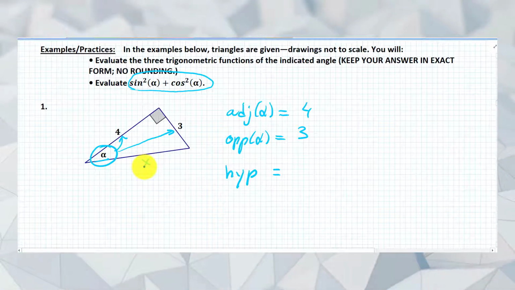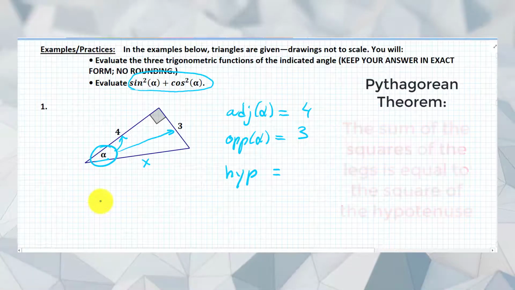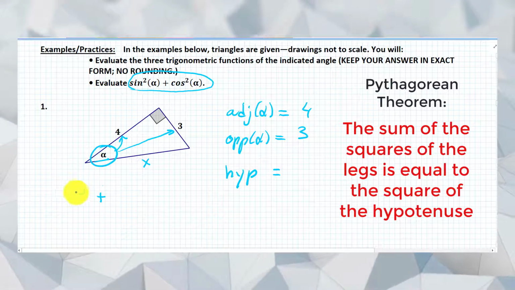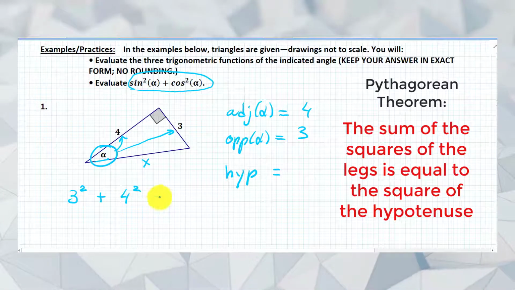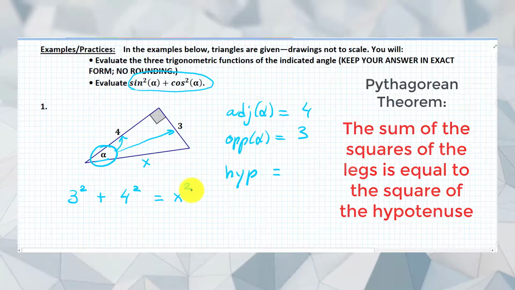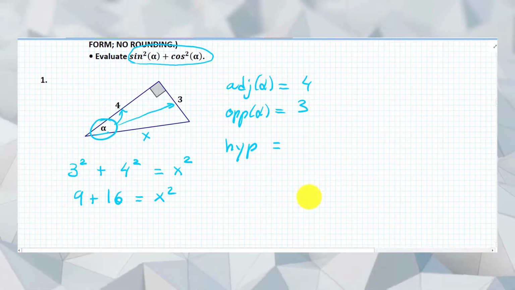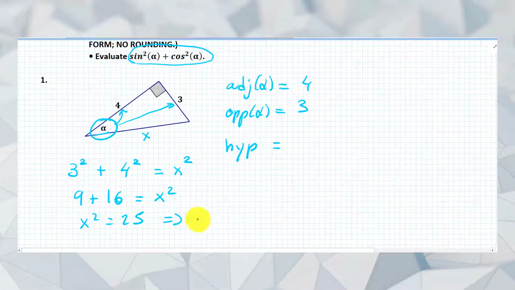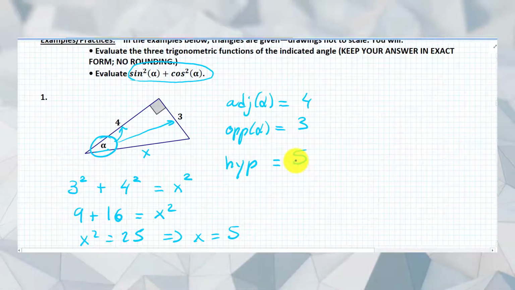And how can I find x? Well, that's using the famous Pythagorean relation in the right triangle. The sum of the squares of the legs of a right triangle is equal to the square of the hypotenuse. So 3 is a leg, I need to square it. 4 is a leg, I need to square it. Here we go. And that will give us the value of x, right? So 9 plus 16 equals x squared. And so we have that x squared equals 25, which means x has to be a positive value, okay? x is 5. x is the hypotenuse, so the hypotenuse is 5.